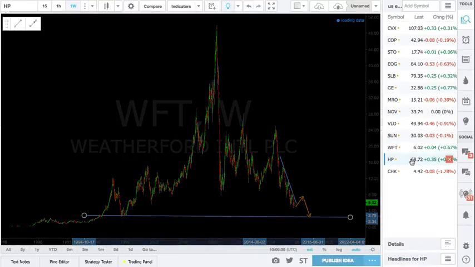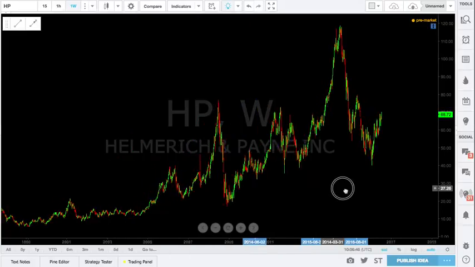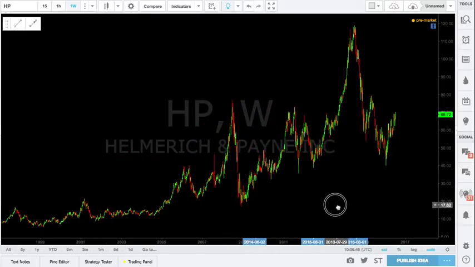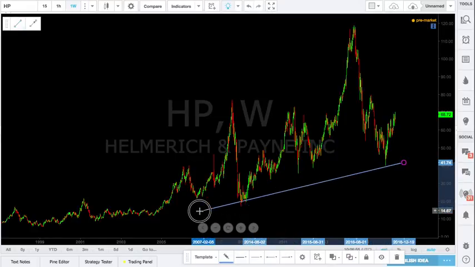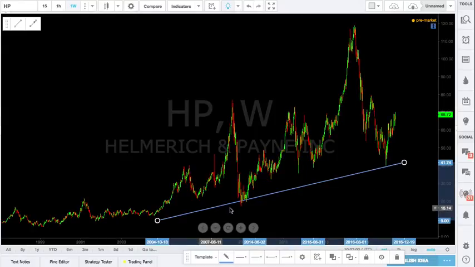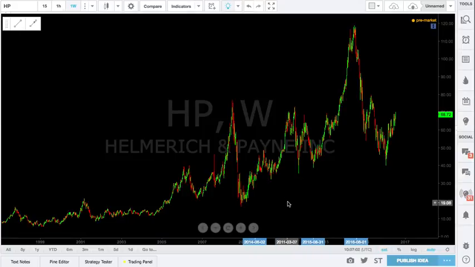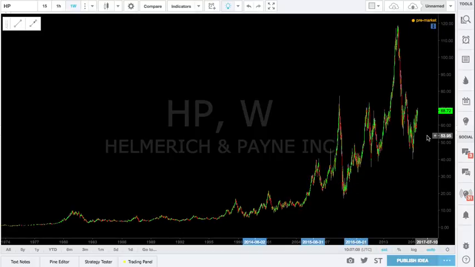Okay, so HP, Helmerich and Payne. This is an interesting one. You can see we've got quite a continuous trend. Whereas the other ones are already showing signs of breaking down, this one appears to have a stronger impulse up, or not so much downside yet.